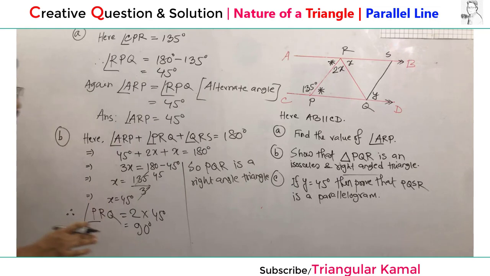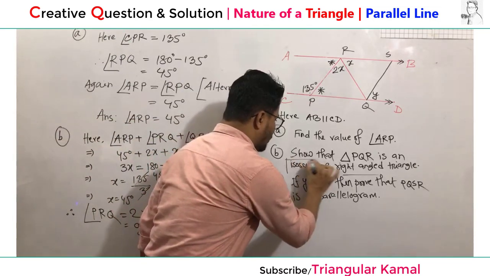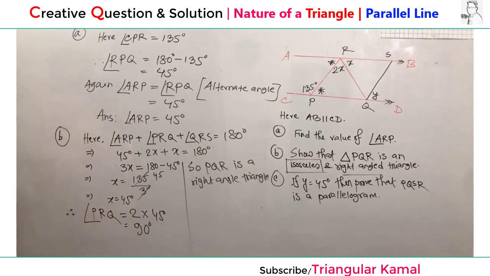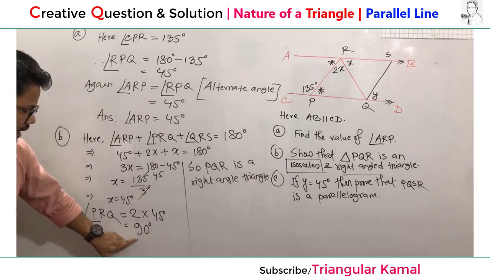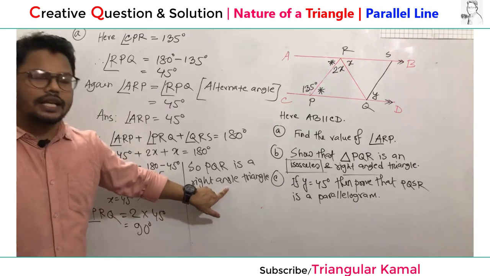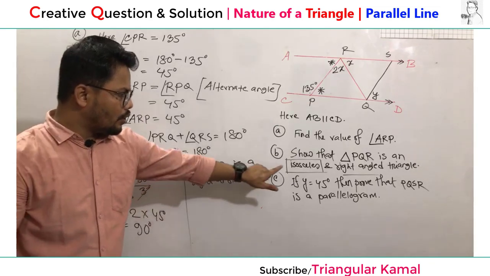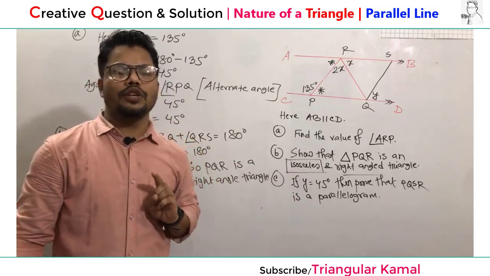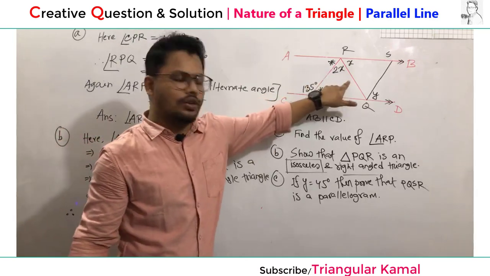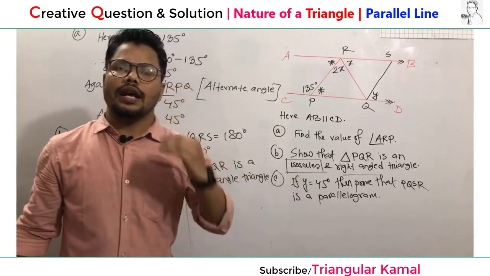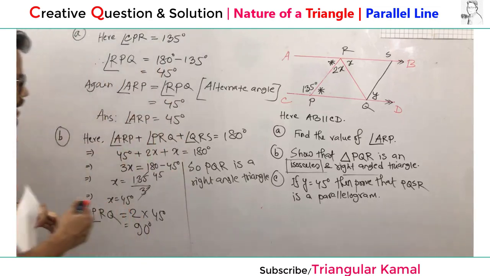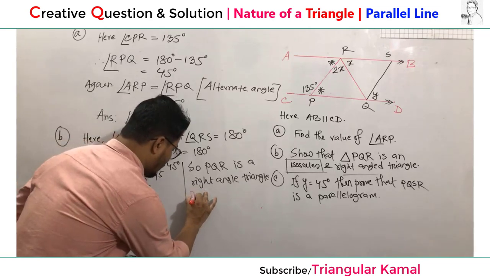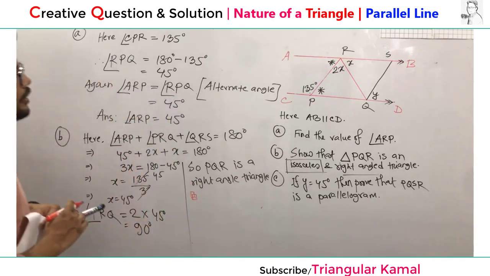Answer is complete. Now the second information: show that this triangle is an isosceles triangle. So what is the requirement of isosceles? If one angle is 90 degrees, that means the triangle will be a right angle triangle. But for an isosceles triangle, we have to show two sides will be equal. If the two sides are equal, then the triangle will be an isosceles triangle. Now give attention to the second part of the question here. We can start it from here again. The second part.